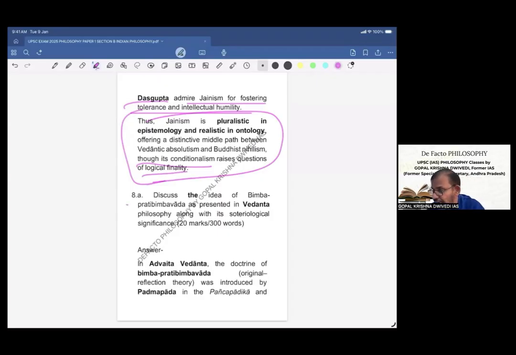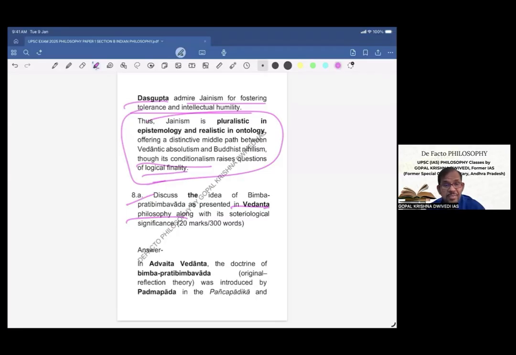Now we'll go to question 8. This is again a 300 words question, 20 marks question. Discuss the idea of Bimba Pratibimbavada as presented in Vedanta philosophy. Again, now Vedanta has come. So more than 50-60 marks of questions are from Vedanta philosophy.